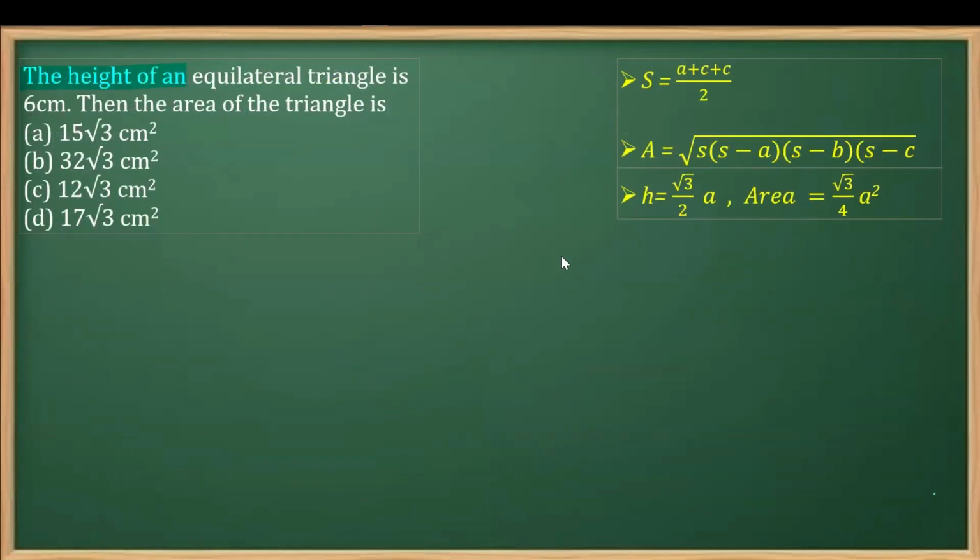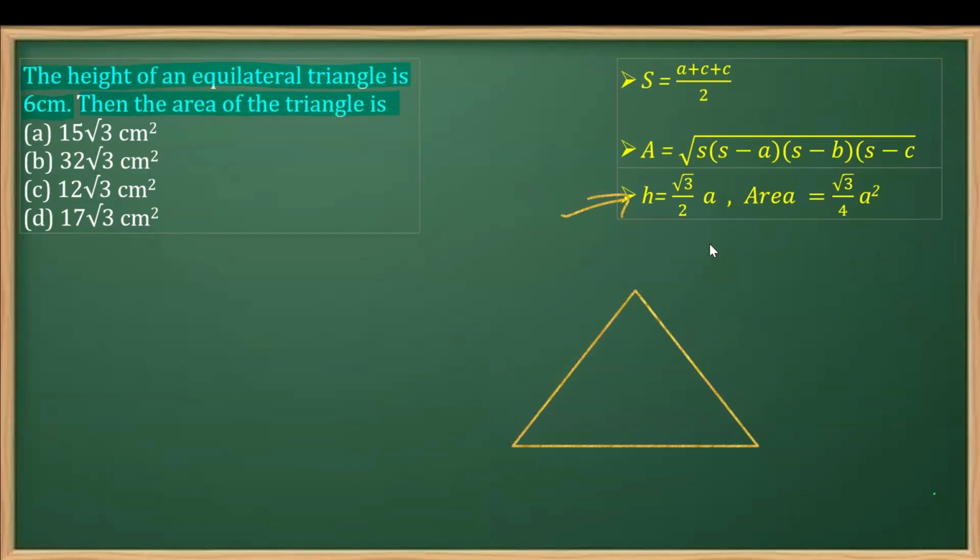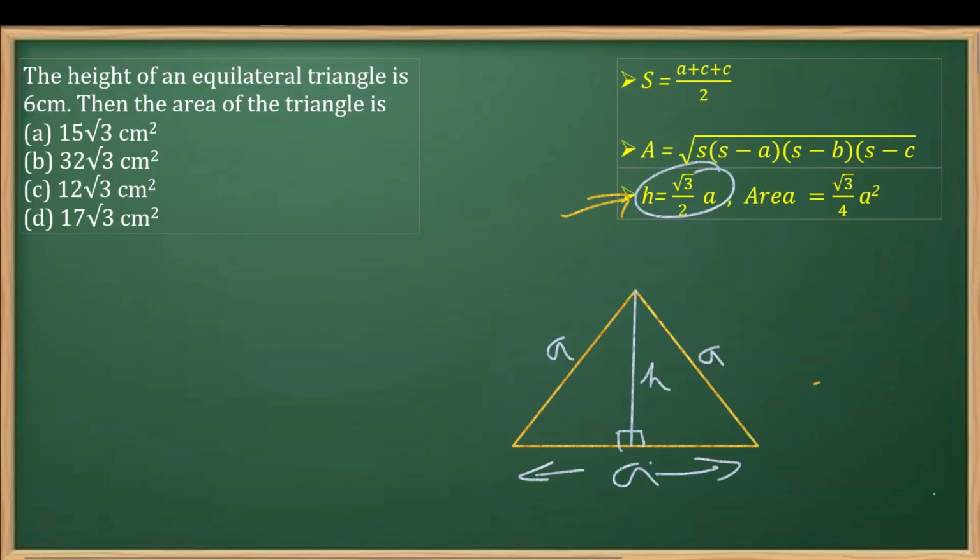Now in this question, it says the height of an equilateral triangle is 6 centimeter, then find the area of the triangle. So we are going to use this relation over here. What we know about an equilateral triangle is that all its sides are equal. If I draw one of its altitudes, all altitudes are equal, so I'll just draw one of them. Say h is the height and a is the side of the triangle. We have a relation to find its height, and here we know the height, which is given as 6 centimeter.